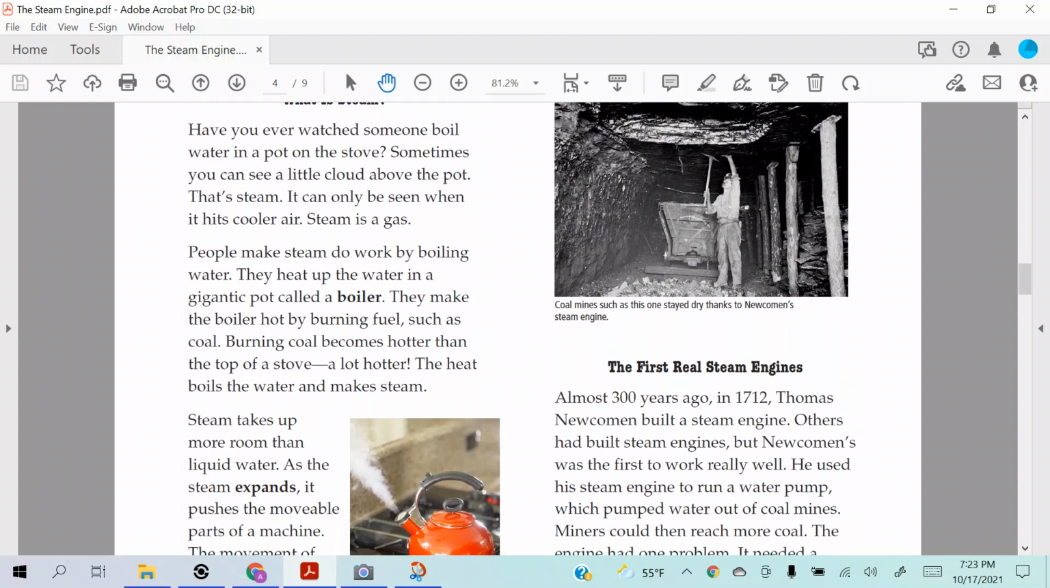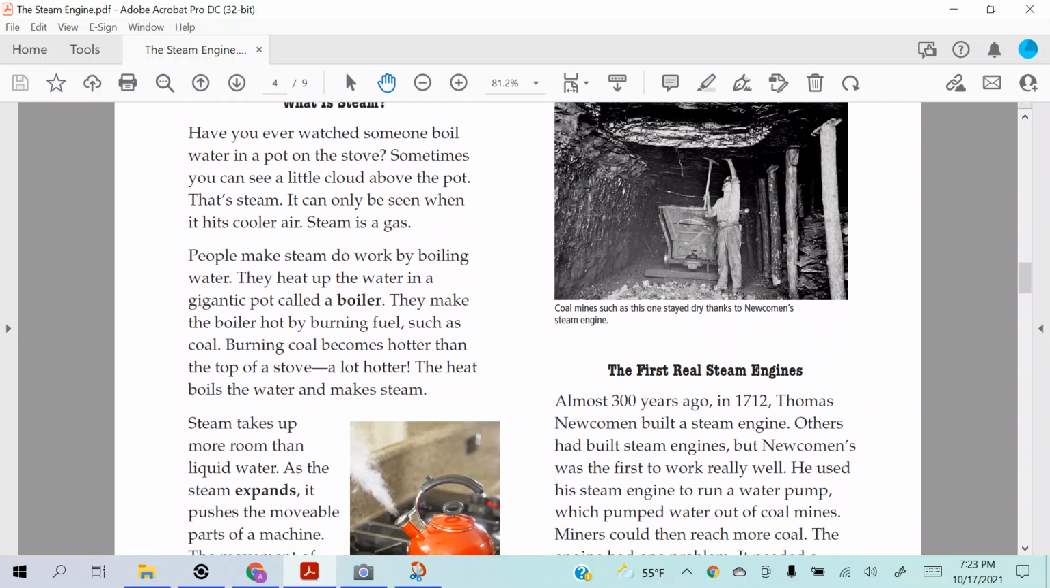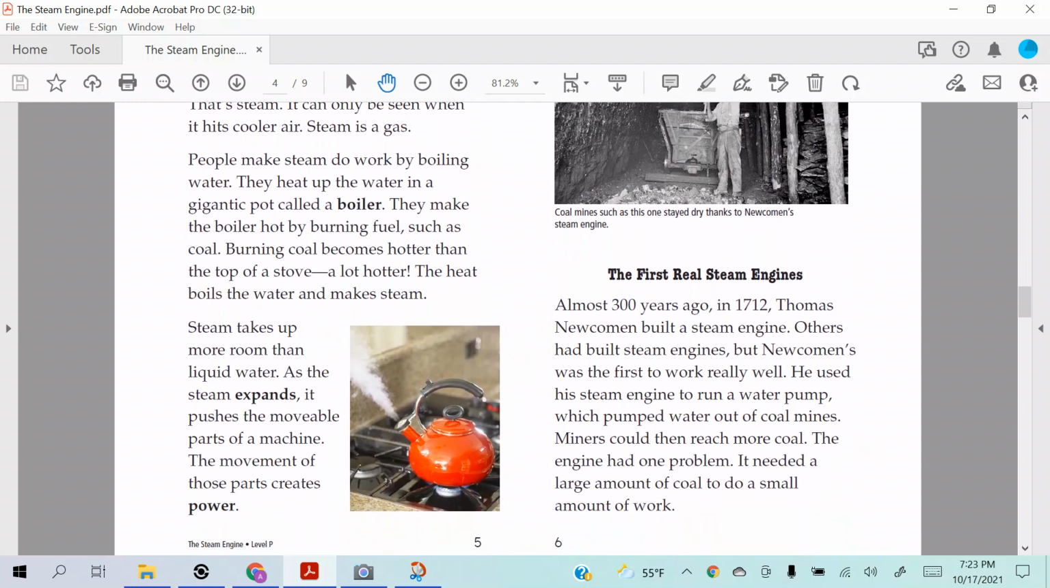What is steam? Have you ever watched someone boil water in a pot on a stove? Sometimes you can see a little cloud above the pot. That's steam. It can only be seen when it hits cooler air. Steam is a gas. People make steam do work by boiling water. They heat up the water in a gigantic pot called a boiler. They make the boiler hot by burning fuel such as coal. Burning coal becomes hotter than the top of the stove, a lot hotter. The heat boils the water and makes steam.